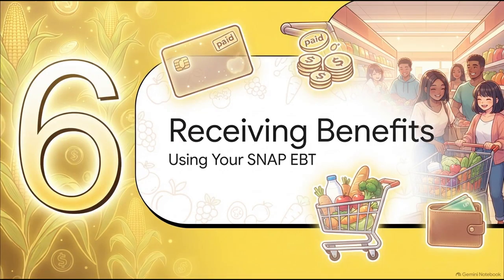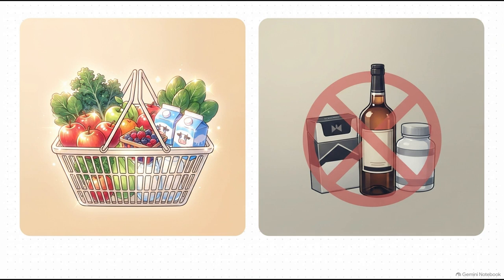Section 6. Receiving your benefits. Let's talk about the payoff. And this brilliantly illustrates how the card actually works at checkout once you're approved. SNAP covers all your core nutritional basics: fruits, vegetables, dairy, bread, meat, you name it. But here is a really cool fact. You can actually buy seeds and plants to grow your own food at home. That's a huge way to stretch those dollars. Just remember the hard no's. You cannot use EBT for alcohol, tobacco, vitamins, hot prepared meals at the deli, or non-food stuff like paper towels.